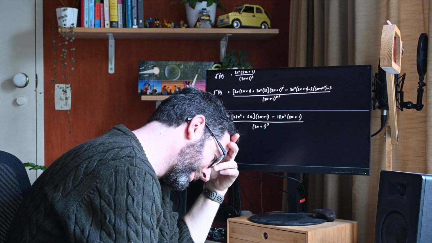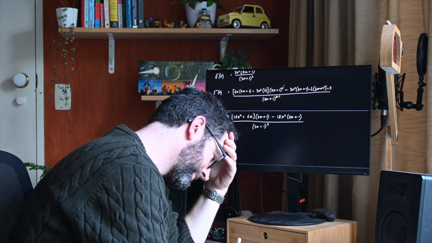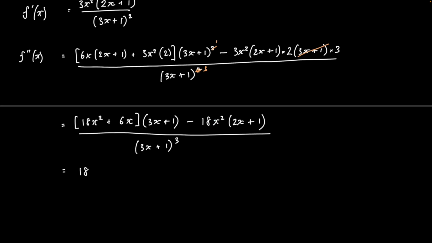Okay, we can do this. Right, so we've got 18x squared. Oh, who cares? Let's just expand it all out. 18x squared times 3x plus 18x squared. If in doubt, expand it out. Plus 18x squared again. Both of those terms are 18x squareds.